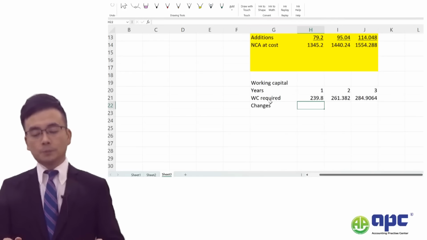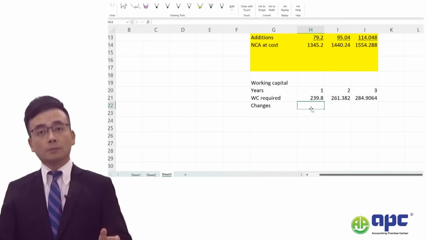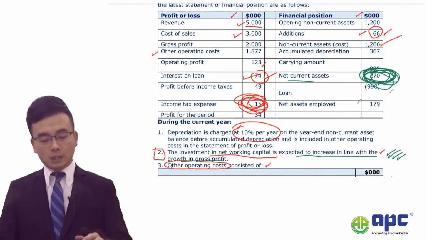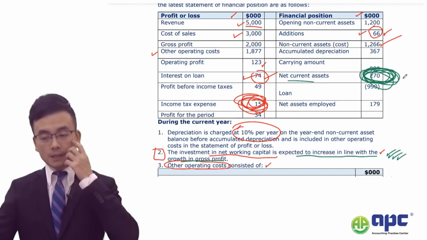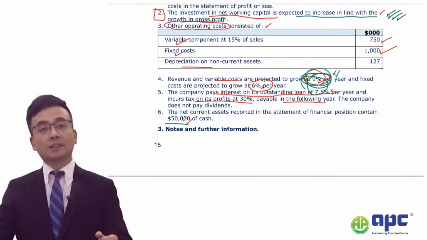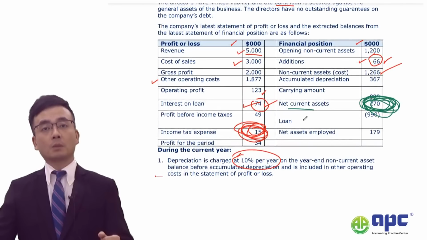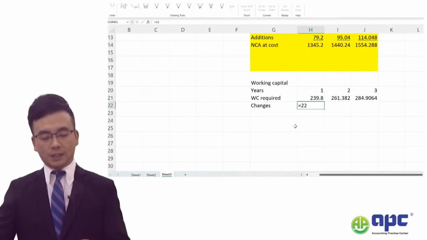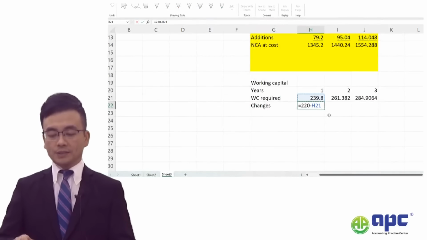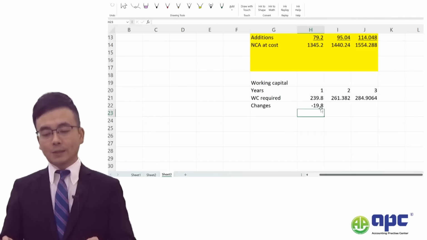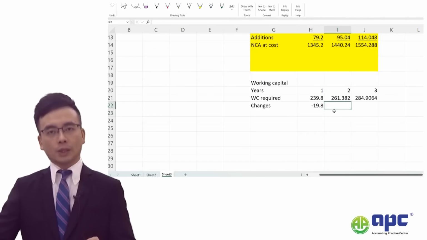So for example, in year 1, the left-hand side seems to be 0, but it's not. Because as I said before, we've got the net current asset of 270 and we've got cash of 50, which means in year 0 we've got 220. So 220 minus 239.8, that will be minus 20 or 19.8 there.